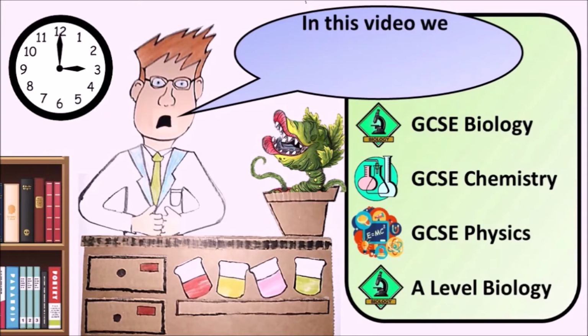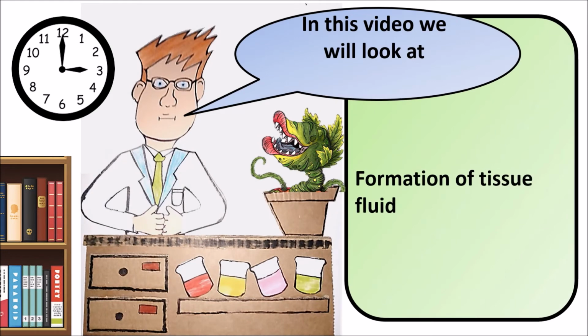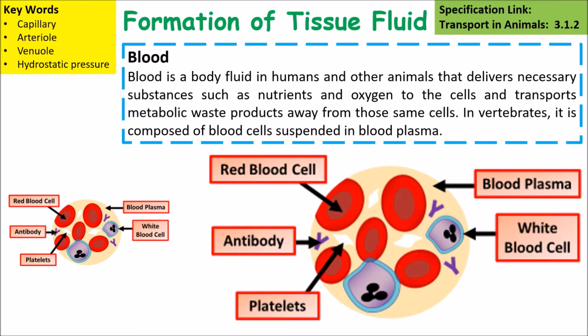In this video, we will look at formation of tissue fluid and the blood. So, blood is the body fluid in humans and other animals that delivers necessary substances such as nutrients and oxygen to the cells and transports metabolic waste products away from those same cells. In vertebrates, the blood is composed of a number of different things, all suspended within blood plasma.